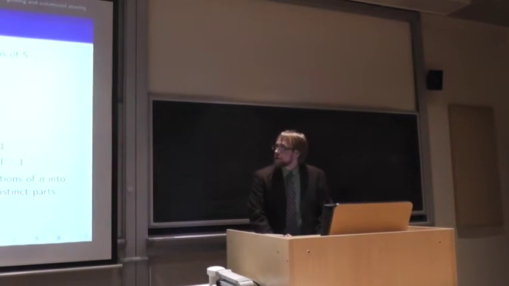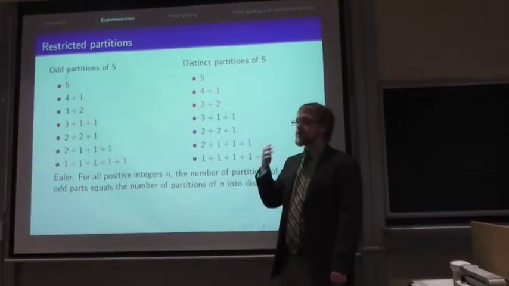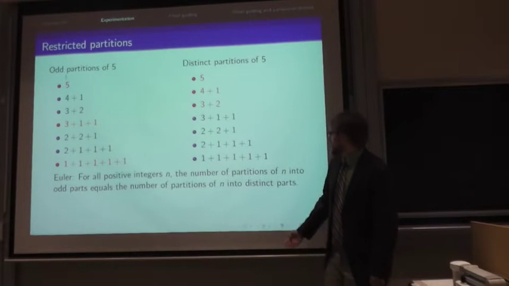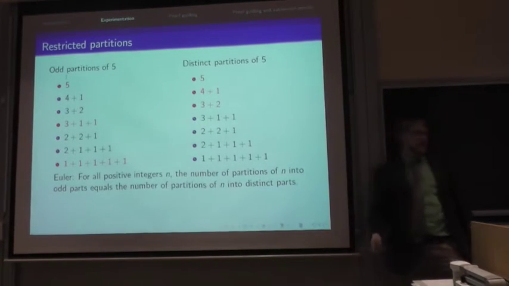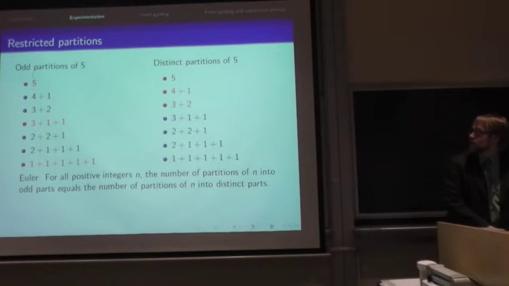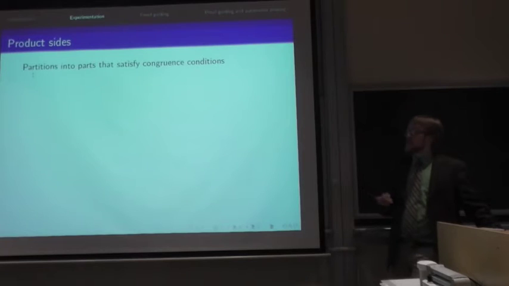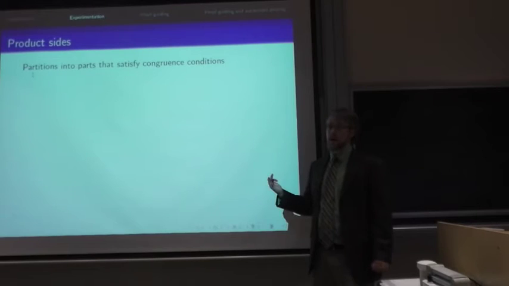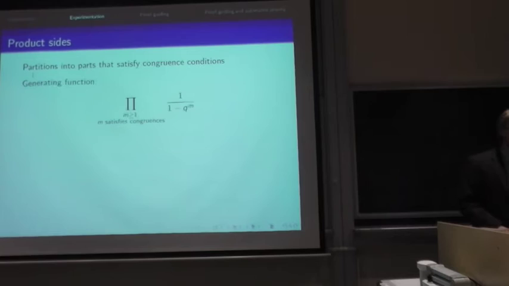This sort of statement is our most prototypical example of a partition identity. The number of partitions of n into one restricted type exactly equals the number of partitions of n into some other restricted type. We will call these product sides and sum sides. Product sides are going to be partitions with parts that satisfy a congruence condition. So odd parts are parts that are congruent to 1 mod 2. But we can have that more generally.